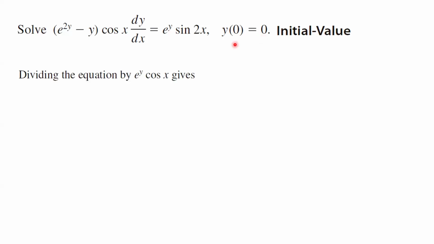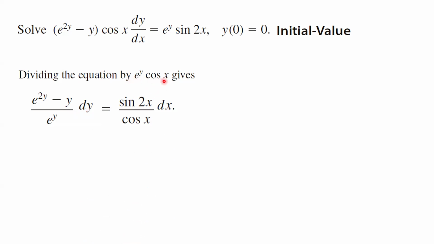What are we going to do? We're going to divide the equation by e^y cosine x. We're going to have all dy and y terms on one side and bring all x terms to the other side. It becomes (e^(2y) - y) divided by e^y dy equals sine 2x divided by cosine x dx.